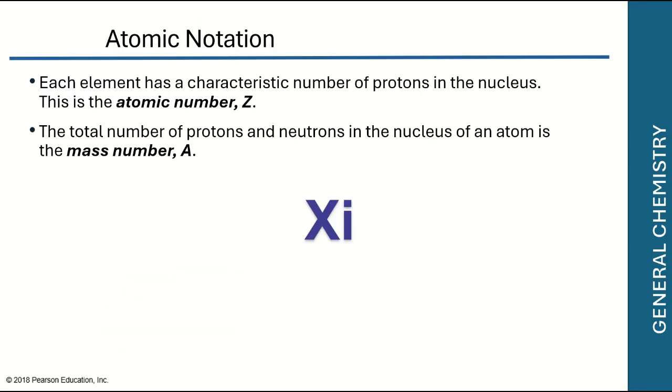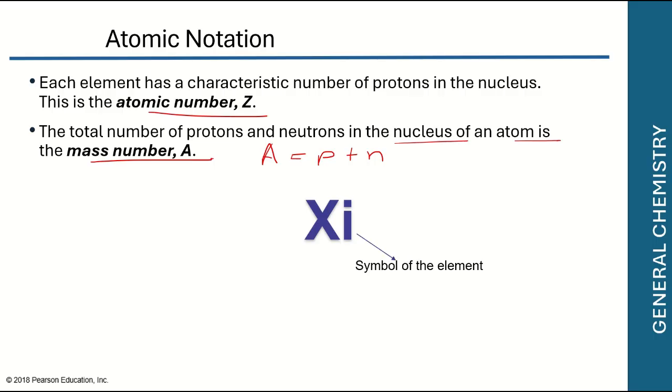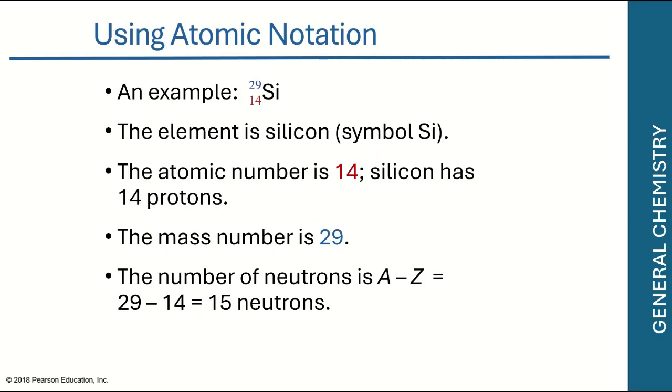Each element has a characteristic number of protons in the nucleus. This is the atomic number. The total number of protons and neutrons in the nucleus of an atom is the mass number. So the mass number is protons plus neutrons. Then we have the symbol of the element. Remember, the first letter must be uppercase and the second letter is lowercase. Some elements have just one letter, one symbol. So we have the mass, protons plus neutrons, and the atomic number, the number of protons.